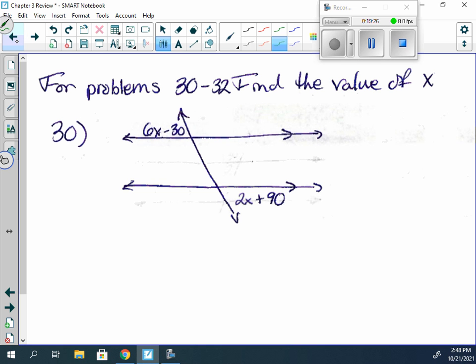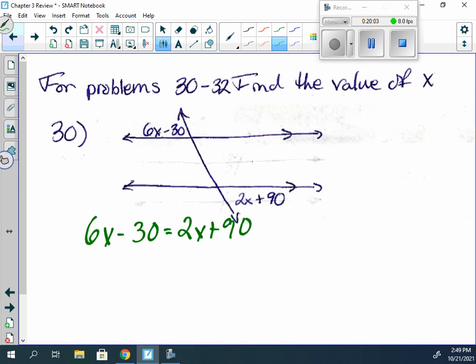Let's look at 30. So the two angles that they're given, 6x minus 30 and 2x plus 90, are they corresponding angles? They're not corresponding. They are alternate exterior. They're both outside and on opposite sides of the transversal. So if they're alternate exterior, it means that they are congruent. They're the same. So 6x minus 30 is equal to 2x plus 90, because alternate exterior angles are congruent.